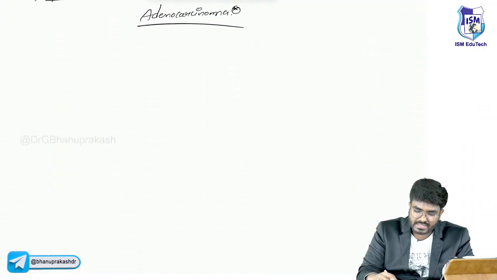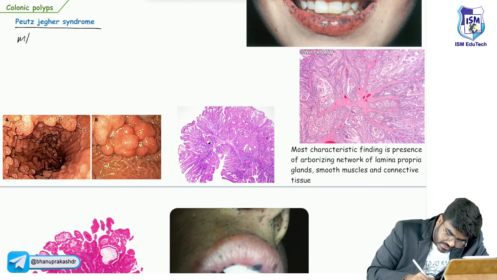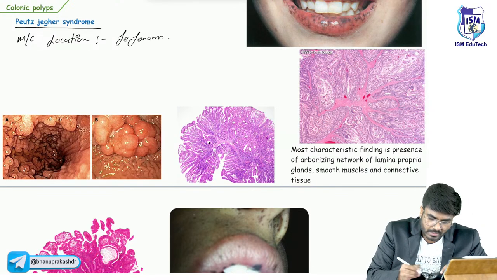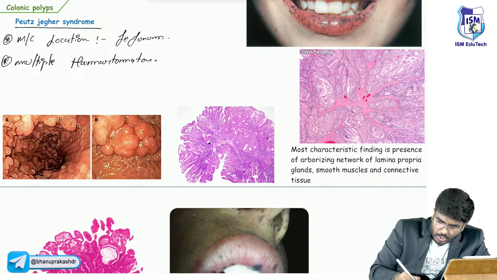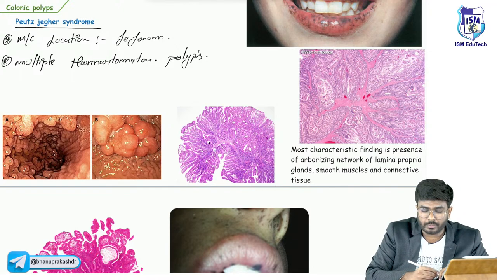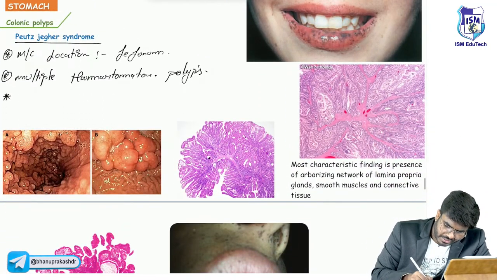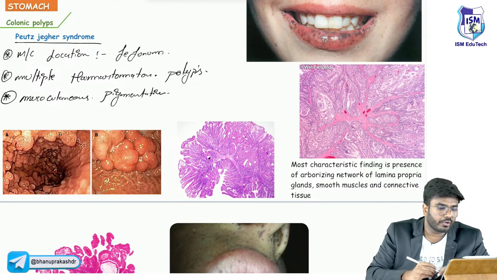The second condition in which hamartomatous polyps are seen is Peutz-Jeghers syndrome. What is the most common location of the polyps in Peutz-Jeghers syndrome? The most common location is going to be the jejunum. So the patient is going to have multiple hamartomatous polyps. Not only that, the patient is going to have mucocutaneous pigmentation.